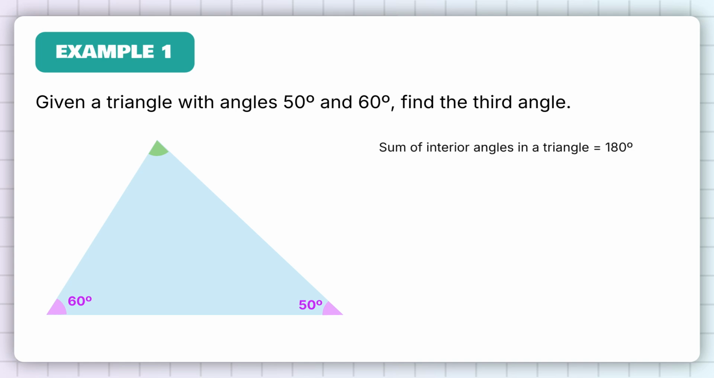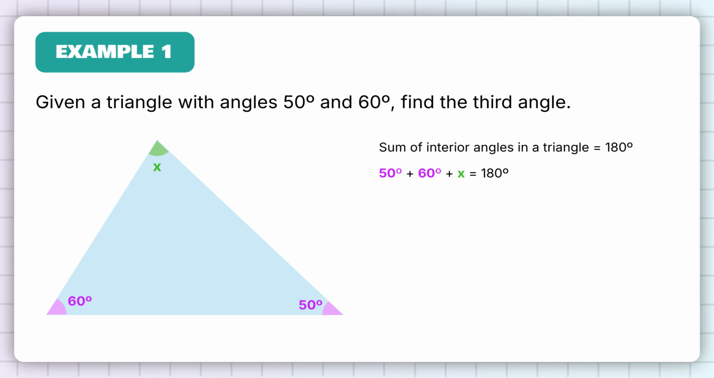Firstly, we need to recall that the sum of the interior angles in a triangle is always 180 degrees. Let's denote the third angle as x. According to the theorem, 50 plus 60 plus x equals 180.